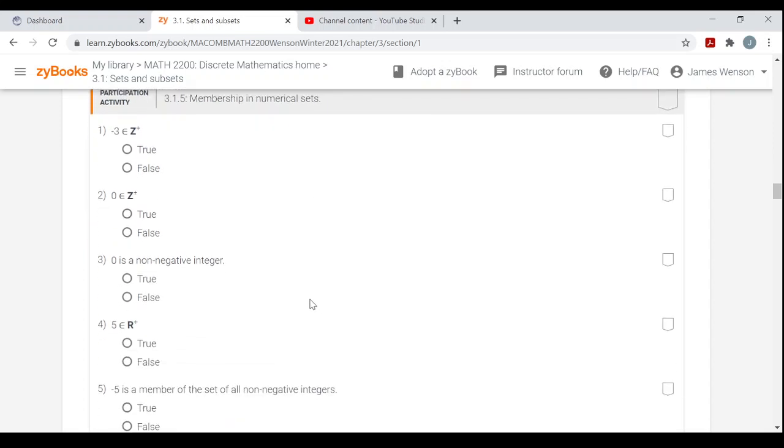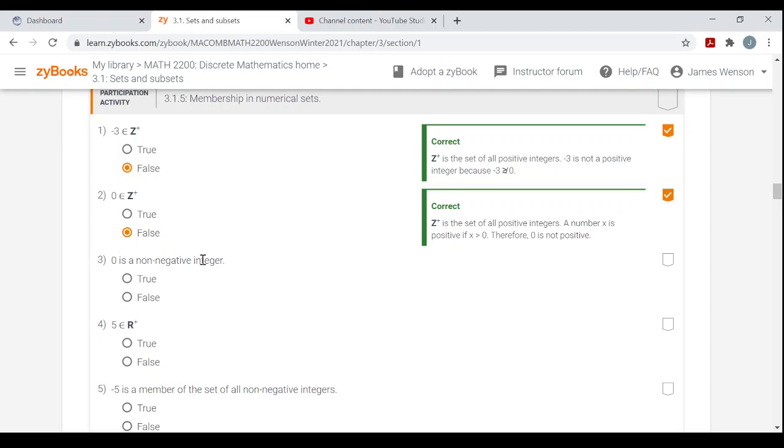All right, so some more true or false statements. -3 is an element of Z plus. This is the positive integers, so that's a negative integer, so no. 0 is an element of Z plus. Remember, Z plus is all the positive integers. 0 is not positive, so that's also false. 0 is a non-negative integer. Yeah, 0 is not negative. 0 is greater than or equal to 0, so this is true.